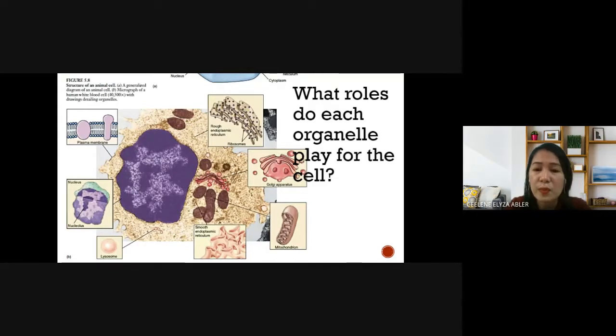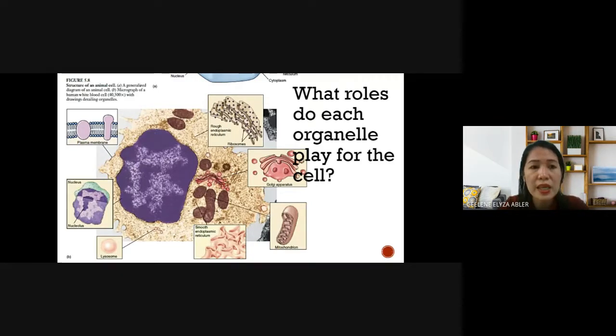Si smooth naman class is ano, yung products ni rough endoplasmic reticulum. Siya yung parang initial na packaging center. Siya yung parang nagde-determine saan siya ipapapunta. Pero ang final na packaging, repackaging, parang commercial na packaging center is si Golgi apparatus.